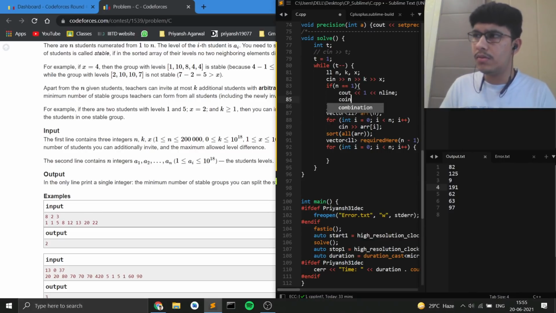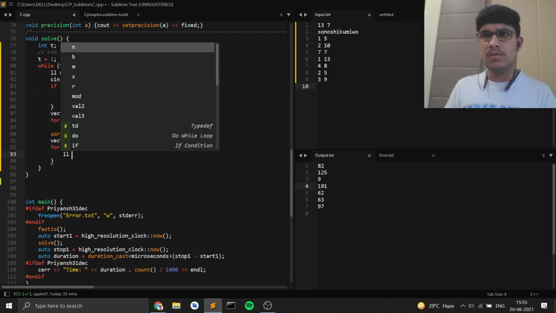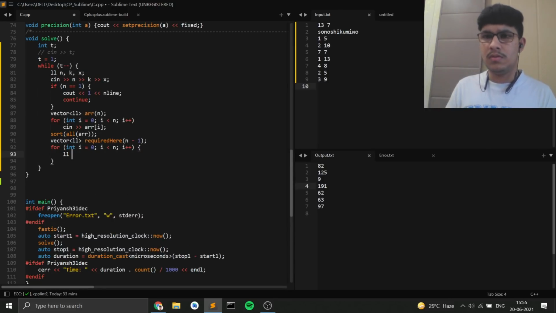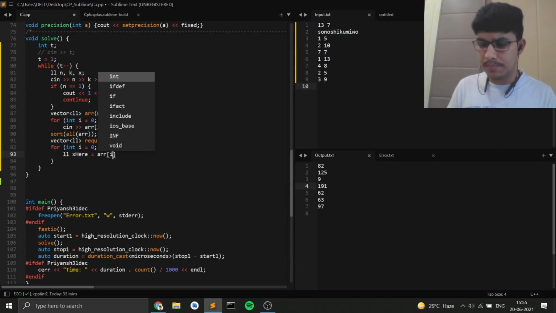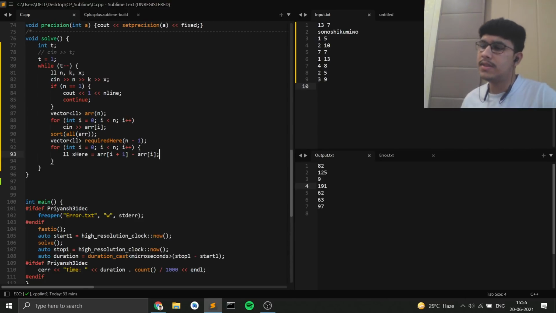Rather continue, because I don't want to get into that. So x here equals arr at i plus 1 minus arr at i, right? So this is the actual difference.